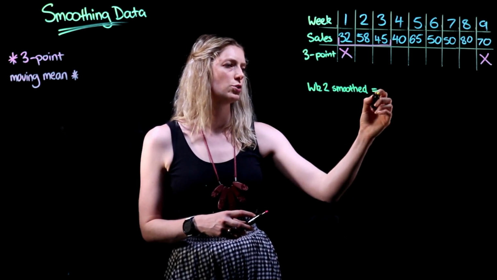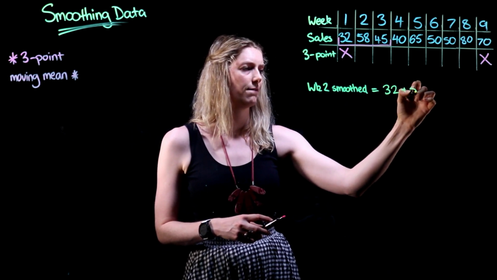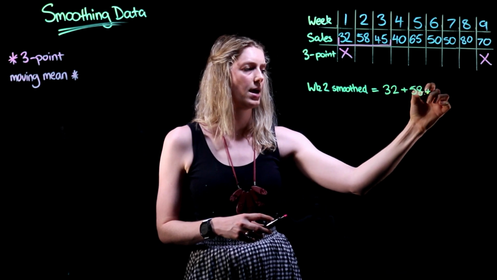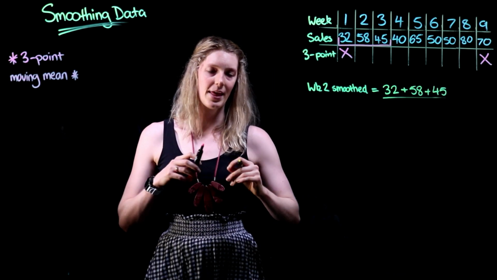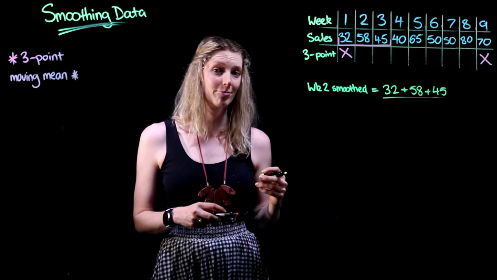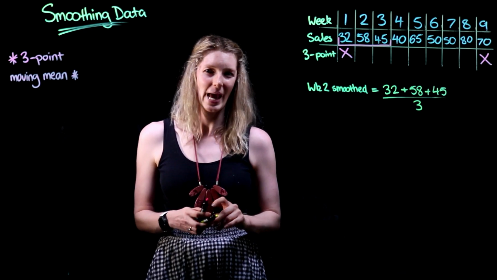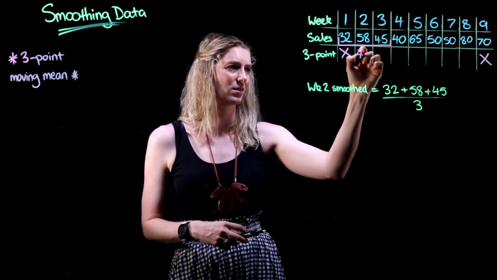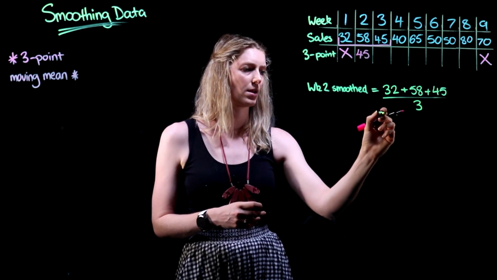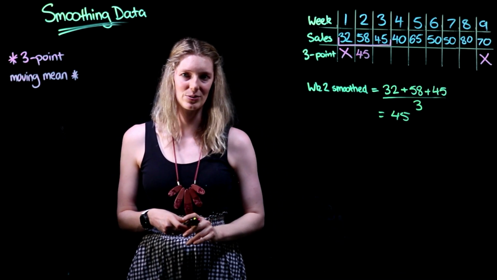So our week 2 smoothed, we're going to take 32, 58, and 45 and add these together. Then to help us find the overall average, we're going to divide it by 3. And this will give us a 3-point moving mean of 45, which will be our average of those 3 values.